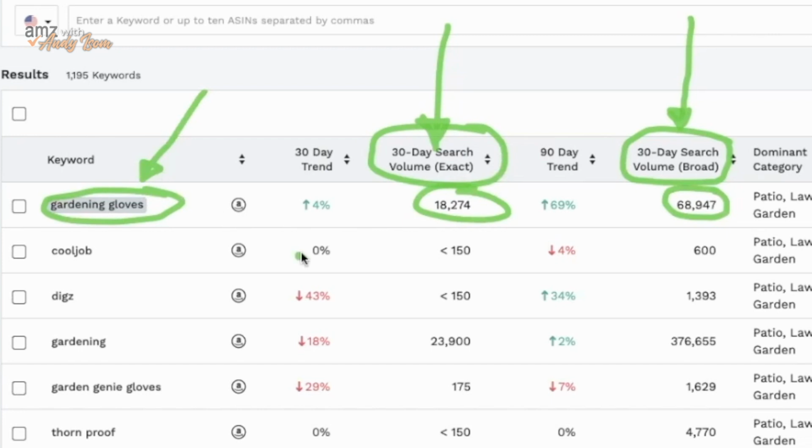So that's very interesting data to see. Wow, the market is actually a lot bigger for gardening gloves than what you would expect just looking at the exact match data. Look at the keyword for gardening.